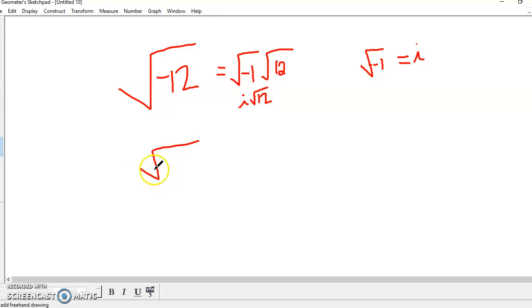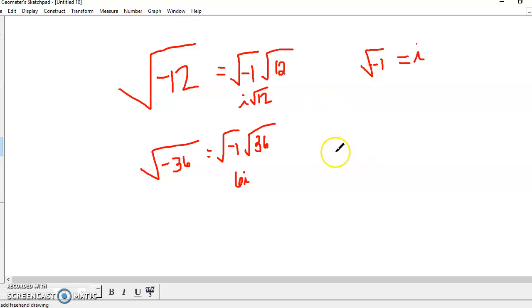So if it's the square root of negative 36, that's really the square root of negative 1 times the square root of 36. The square root of 36 is 6. The square root of negative 1 is i, so that would be 6i. So if it's a perfect square, it comes out. If it's not a perfect square, it can stay as the radical.